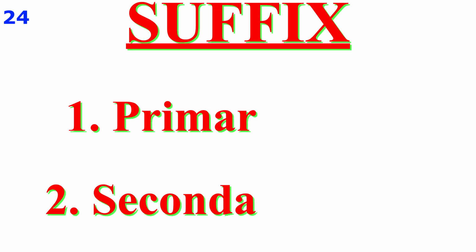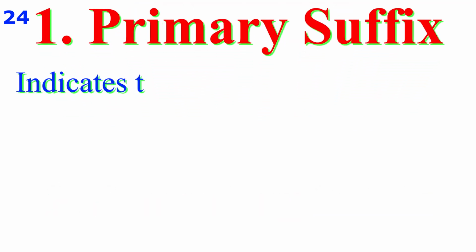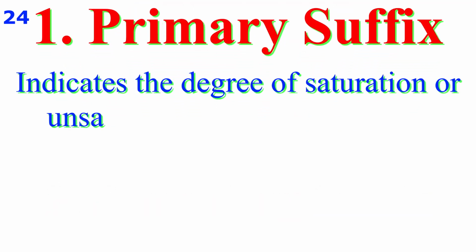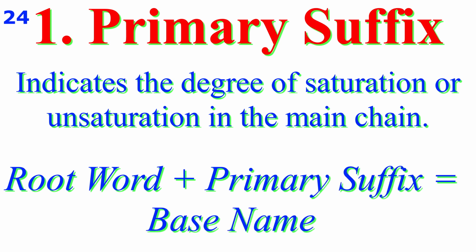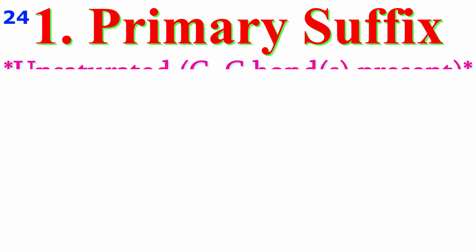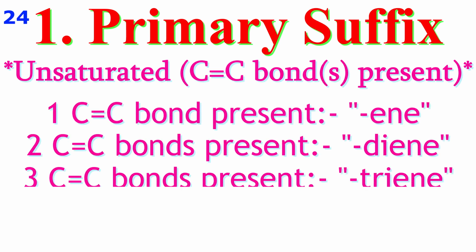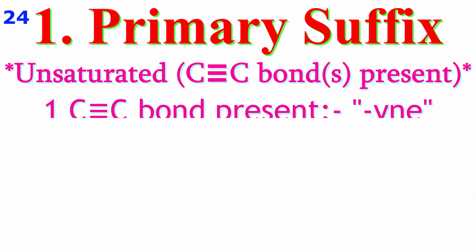Suffix. It is divided into 2 types: primary suffix and secondary suffix. Primary suffix is used to indicate the degree of saturation or unsaturation in the main chain. It is added immediately after the word root of the IUPAC name. Follow the screen, please. ANE, ENE, YNE.